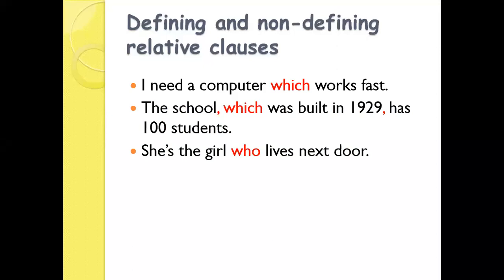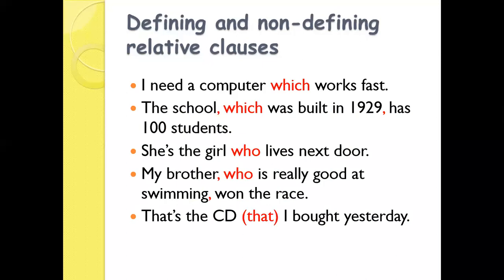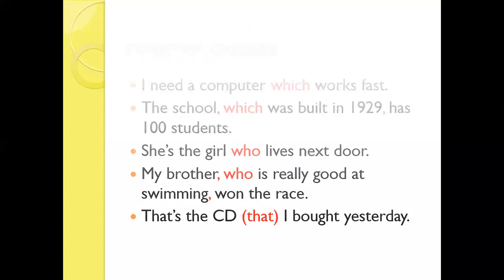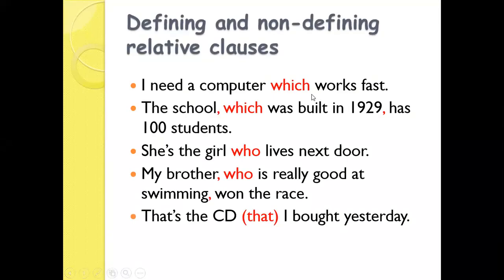She's the girl who lives next door. My brother, who is really good at swimming, won the race. That's the city that or which I visited yesterday. What is the difference between these sentences? Here we have which without commas, and in the next sentence we have commas, and here who without commas, and here we have commas. We're going to explain these.